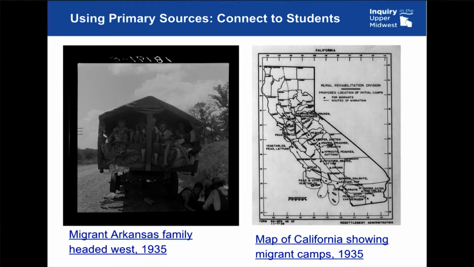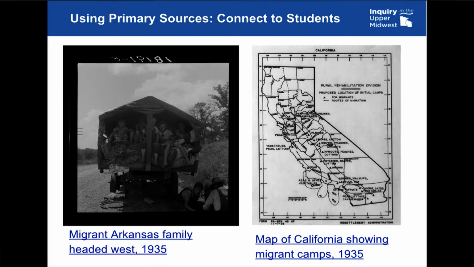And they're barefoot, and they're crowded into this vehicle, and it's really engaging for students to try to think about, well, what was life like for these kids living in this truck headed out west with all these other people? It gives a different perspective on the Great Depression. And then this map is really wonderful because it's very simple. This is a map of California showing the migrant camps, also in the same year, 1935. And I love it because it shows exactly what crops were being grown in different parts of California.